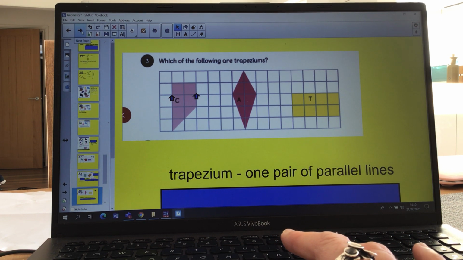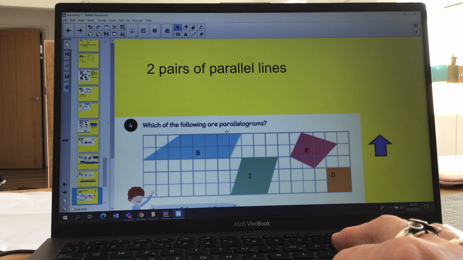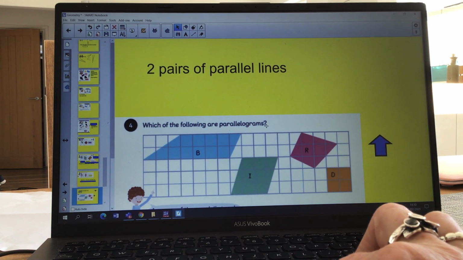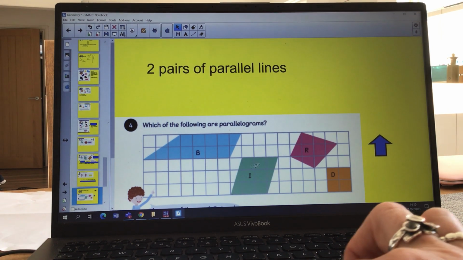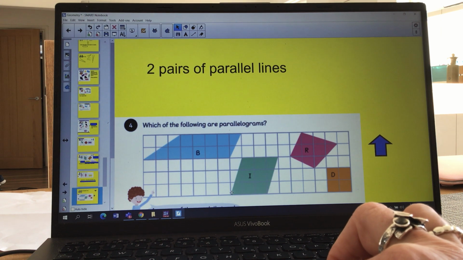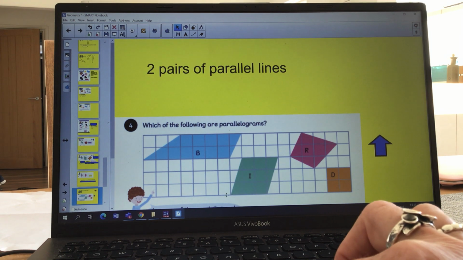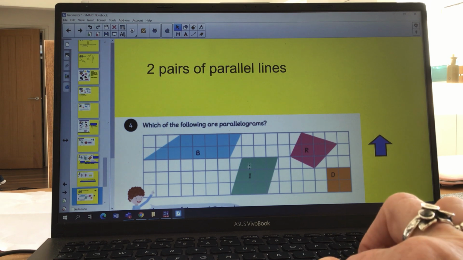Lots to remember in vocabulary today, children. Now, two pairs of parallel lines, we will call it a parallelogram. There's a really difficult word to spell, parallelogram, okay? Two pairs of parallel lines, okay? But also you've got to remember that a parallelogram won't have any of those right angles either. So I'm looking at I. Can you see this side is parallel to this side? This side is parallel to this side. So two pairs of parallel lines, parallelogram.